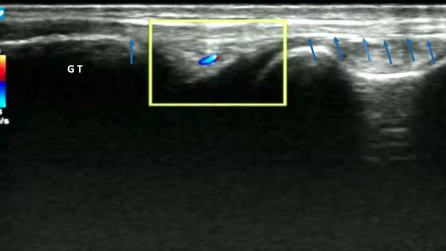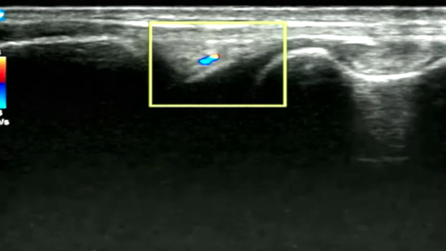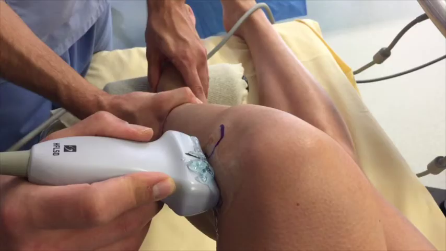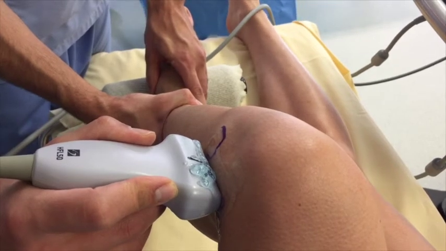We can also view the blood flow in the artery, like on this ultrasound image. The tibia is on the left and the femur is on the right. The superficial structure is the anterolateral ligament, and the blood flow inside the artery can be seen in Doppler mode. For us, the possibility of performing dynamic analysis is one of the major advantages of using ultrasound imaging.